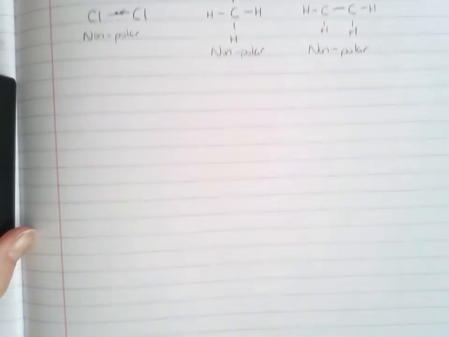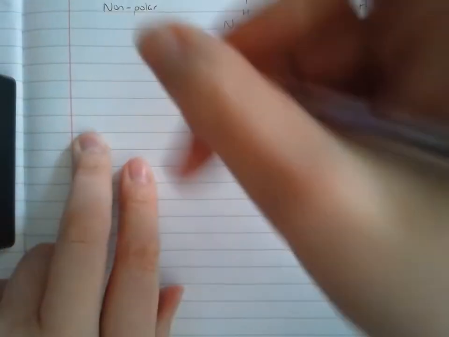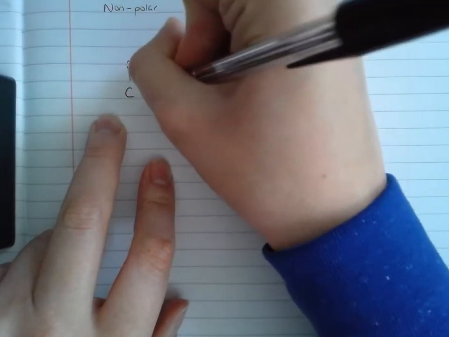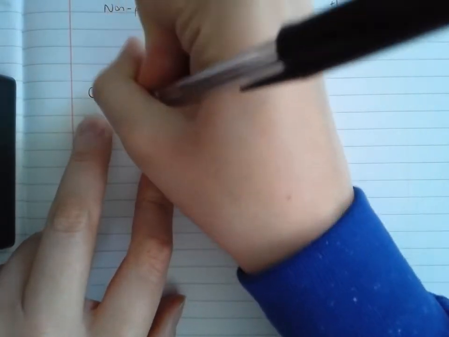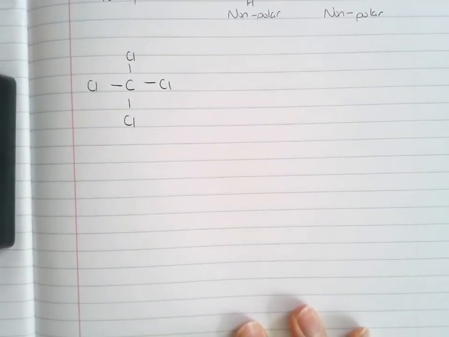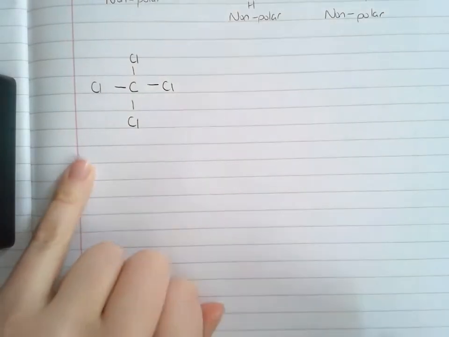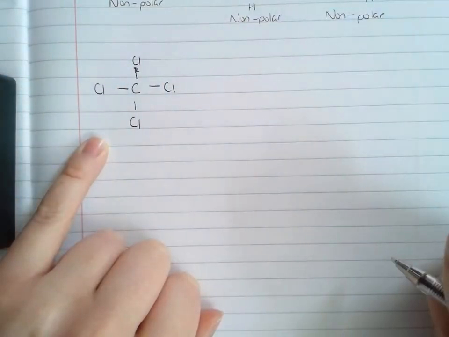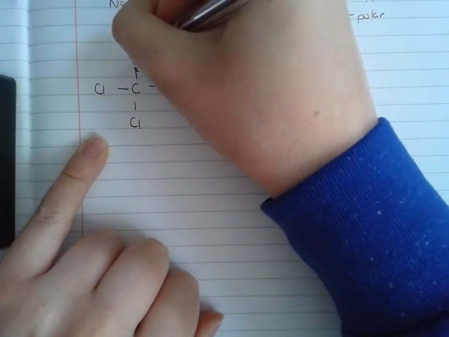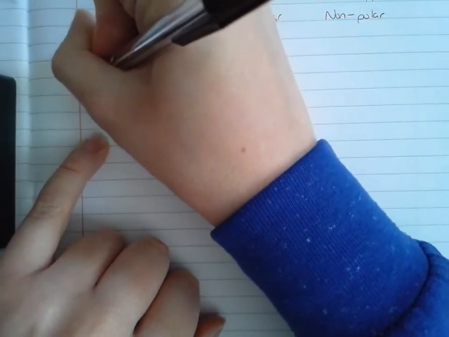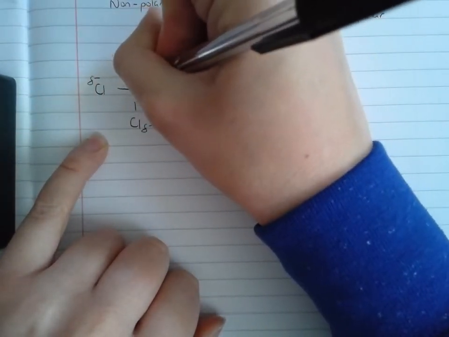So let's look at something else that does actually have polar bonds in it. I am going to draw carbon, and this time I'm going to draw it bonded to 4 chlorines instead of 4 hydrogens like I did above. Chlorine is more electronegative than carbon. If you look at the pulling values, chlorine has a greater pull on the electrons. So in each of these carbon-chlorine bonds, the electrons are going to sit closer to chlorine. That's going to make chlorine delta negative in every case. And you're going to have a delta positive carbon.